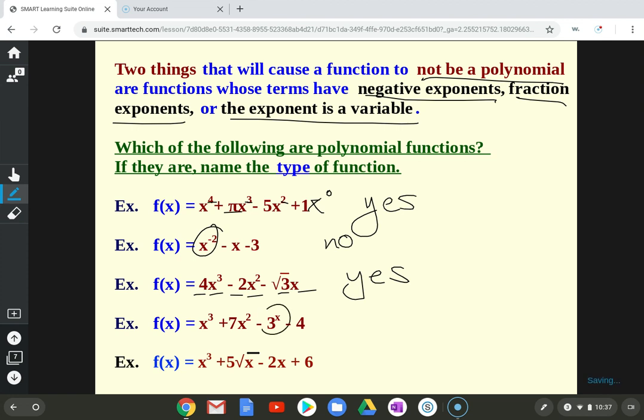It's right here. We have an exponent that's a variable. That is bad. You can't have an exponent that's a variable. That causes it not to be a polynomial. It's still a function, it's just not a polynomial.